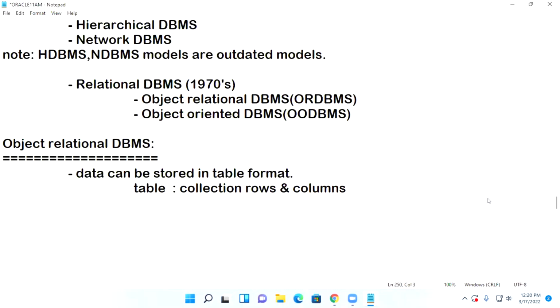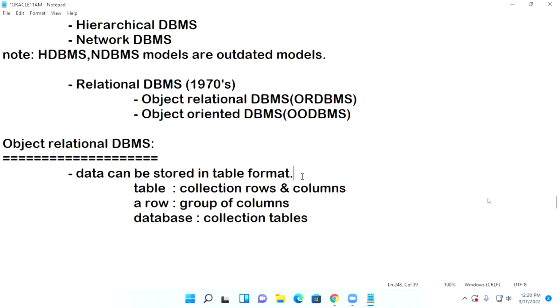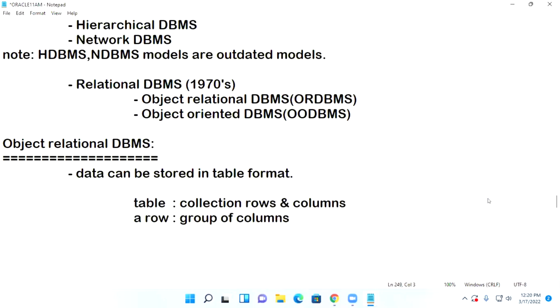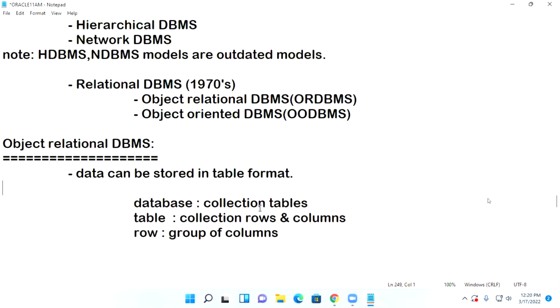Next, what is a row? A row is nothing but a group of columns. Yes or no? What is a database? A database is a collection of tables. A table is a collection of rows and columns. A row is a group of columns. This point should be understood.